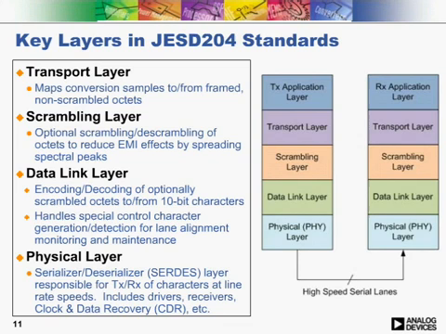The data link layer is where the optionally scrambled octets are encoded or decoded to or from 10-bit characters. This layer is also where control character generation or detection is done for lane alignment, monitoring, and maintenance. The physical layer is the serializer, deserializer, or SERDES layer responsible for transmitting or receiving the characters at line rate speeds. This would include drivers, receivers, and clock and data recovery circuits.